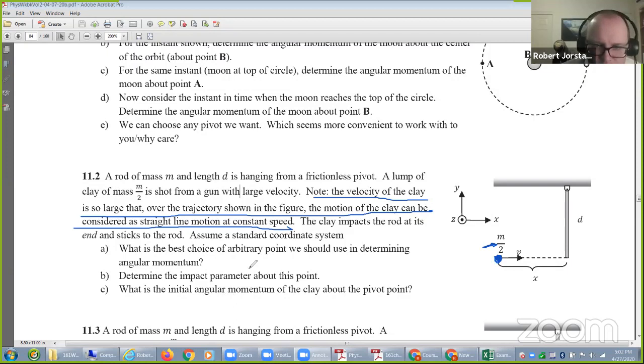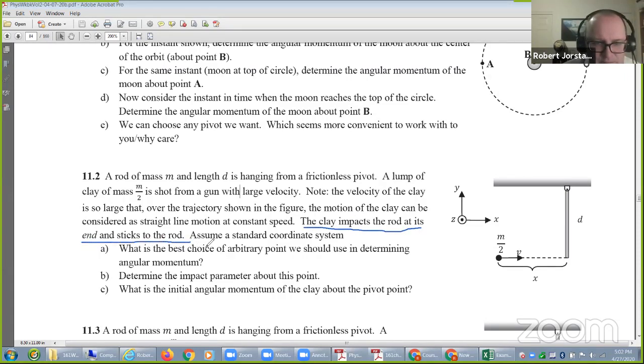All right. Now, the clay impacts the rod at the end and sticks to it. We're going to assume standard coordinates, normal x, y, z, good. All right, I'm going to give you one guess. What is the best choice of arbitrary point? So take a second, and obviously you don't need to respond. Just think to yourself, what's a good choice of pivot point?